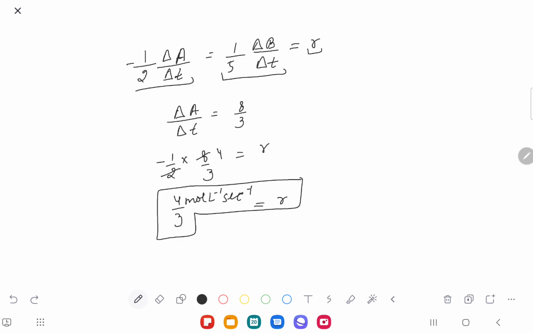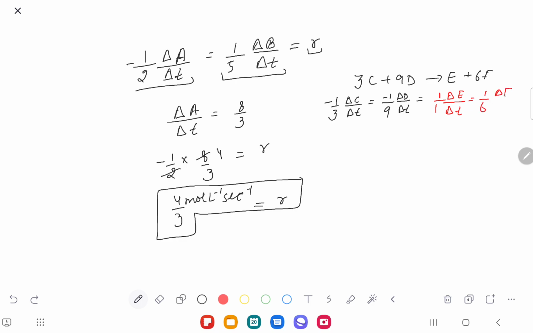So all the values I have calculated just by my rate of reaction. Understood or not? So for a given reaction, it doesn't matter what reaction you are given. For example, if I give you 3C plus 9D gives me E plus 6F, just by looking at the reaction, my first instinct would be to write down like this: minus 1 by 3 delta C by delta T would be equals to minus 1 over 9 delta D by delta T would be equals to 1 over 1 delta E over delta T would be equals to 1 by 6 delta F over delta T.